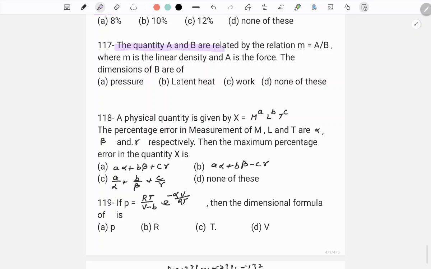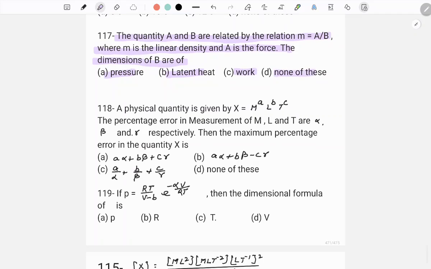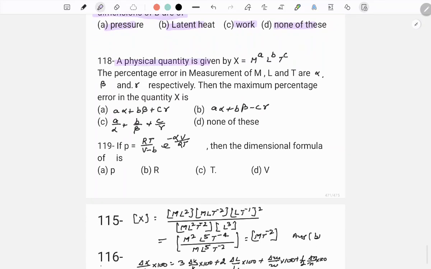117. The quantities A and B are related by the relation m is equal to A by B, where m is the linear density and A is the force. The dimensions of B are: pressure, latent heat, work, none of these. 118. A physical quantity is given by x is equal to m to the power a, l to the power b, t to the power c. The percentage errors in measurement of m, l, t are alpha, beta and gamma respectively. Then the maximum percentage error in quantity x is.